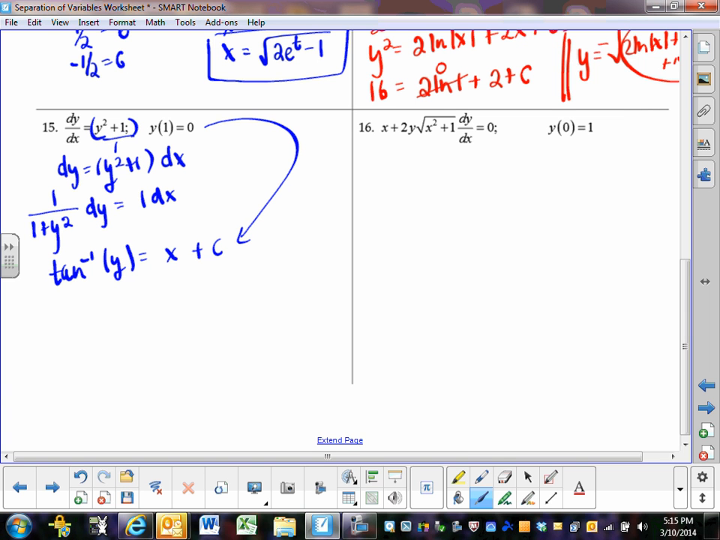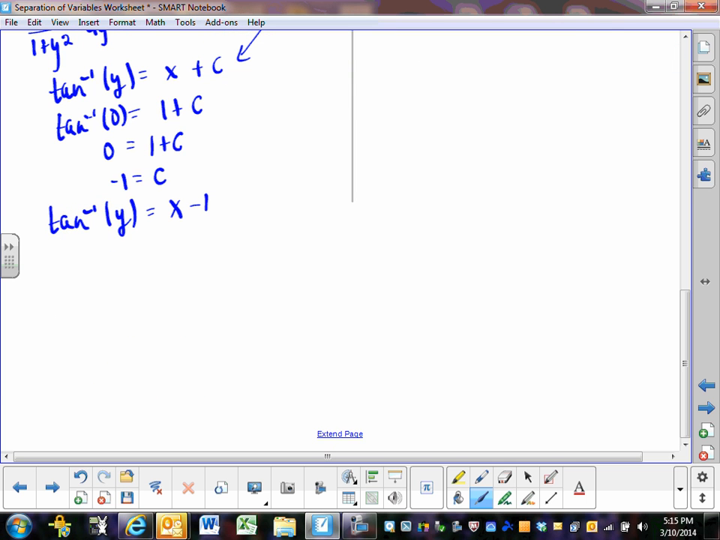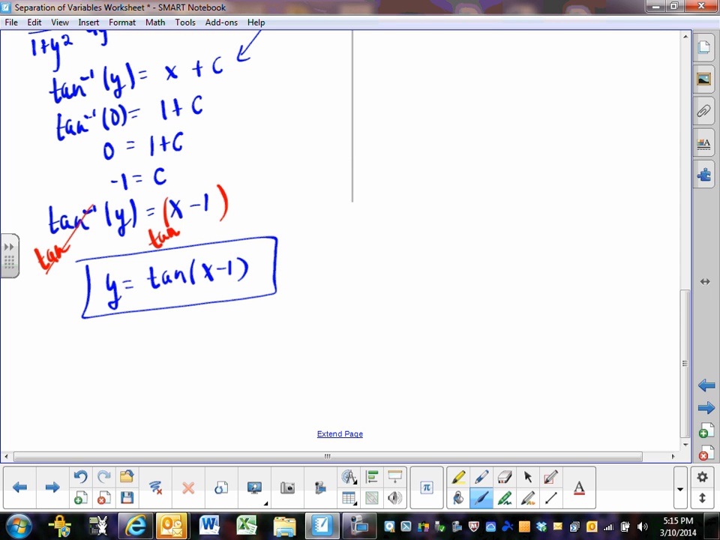So that means that if I use the initial condition, y squared equals 2 natural log absolute value of x plus 2x plus giant C, that y has to be plus or minus the square root. So if I substitute the negative 4, I get 16 equals 2 natural log of 1 plus 2 plus c. But the natural log of 1 is 0, so c is going to be 14. That means from here that y squared is 2 natural log absolute value of x plus 2x plus 14.